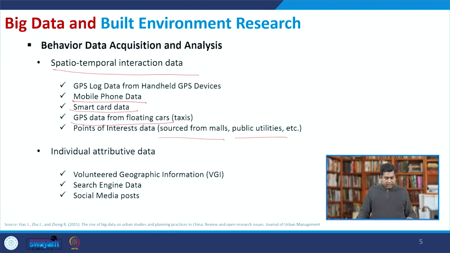Now coming to the individual attribute data, it is something like volunteered geographic information, the VGI, different search engine data and social media posts. Whenever you search something, based on that search there are algorithms. You must have noticed that nowadays on your mobile phone or computer, if you search about locations that you plan to visit, next time when you are logged into that system, you will get prompts that these are the possible locations that you can visit, or these are the possible hotels that you can book.